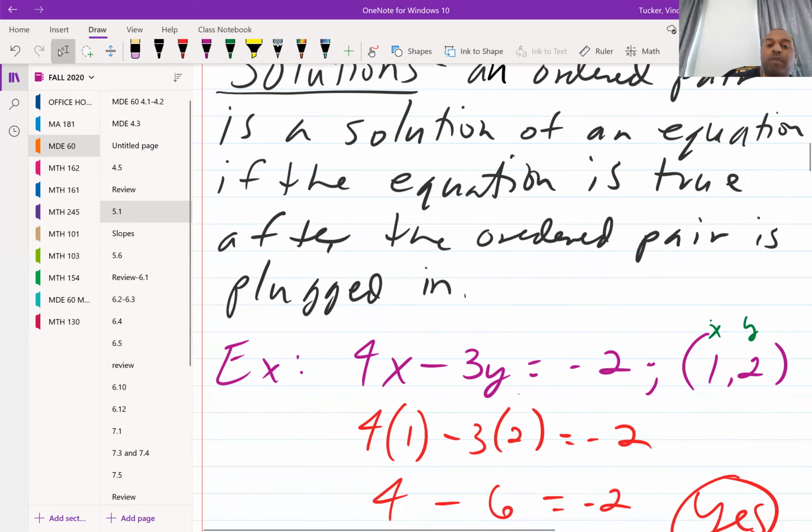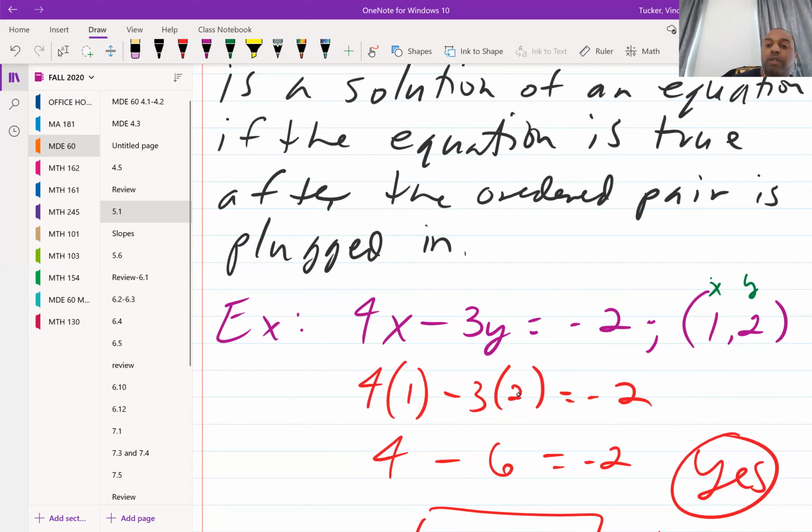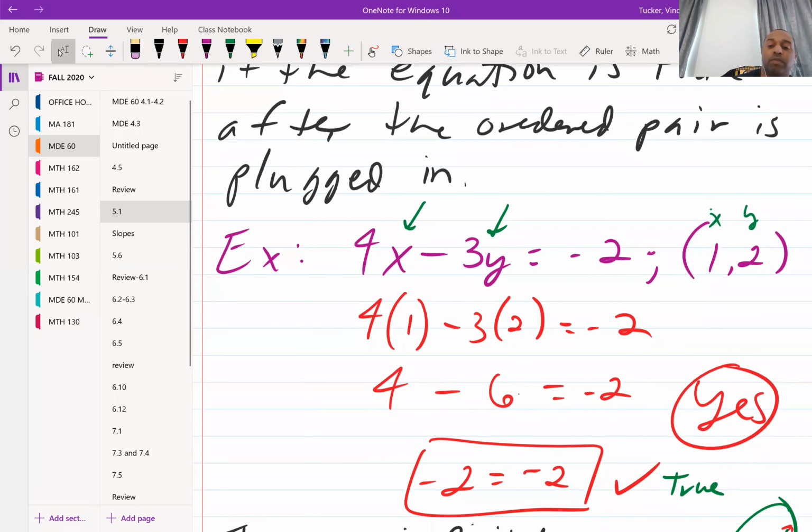So an example is this one right here. We have 4x minus 3y equal to negative 2. And they give us this ordered pair of 1, 2. Don't forget your first component is always x, second is y. So we plug them in accordingly for x and y. So 1 for x, 2 for y. So that's 4 times 1 minus 3 times 2. 4 times 1 is 4, 3 times 2 is 6. So we have 4 minus 6, which is negative 2. And so that means it is a solution.